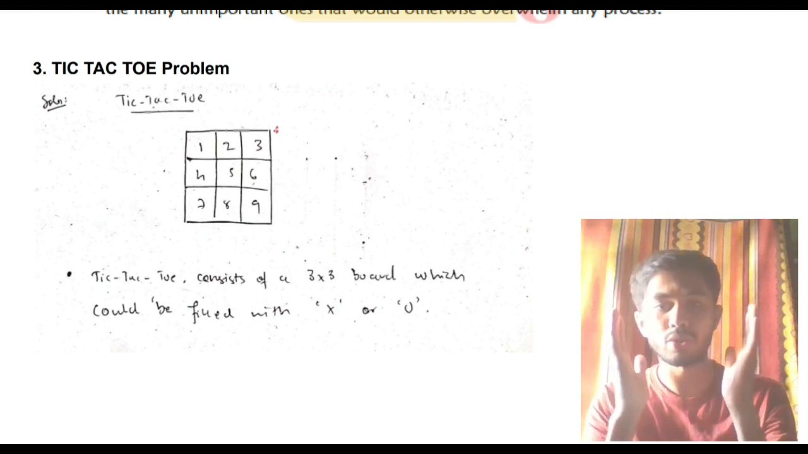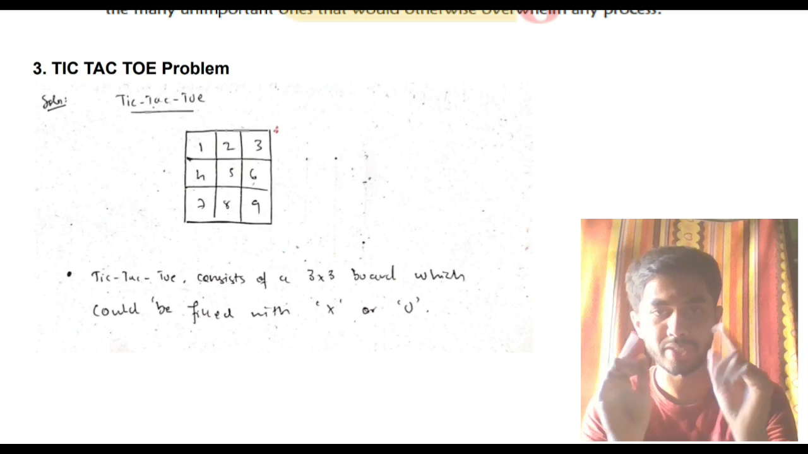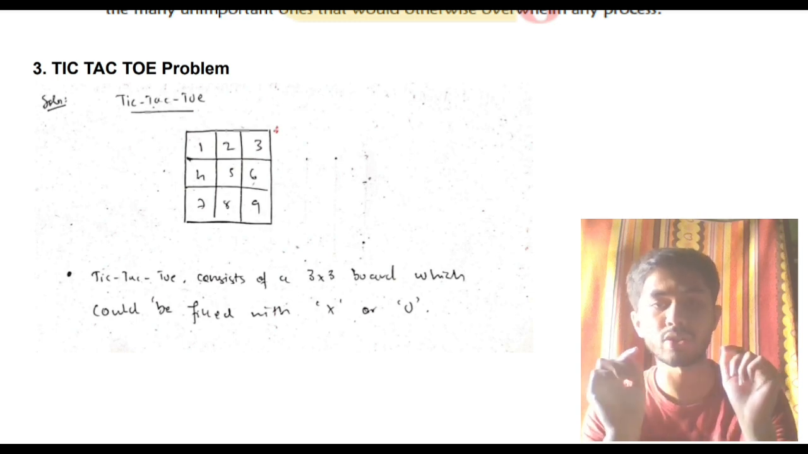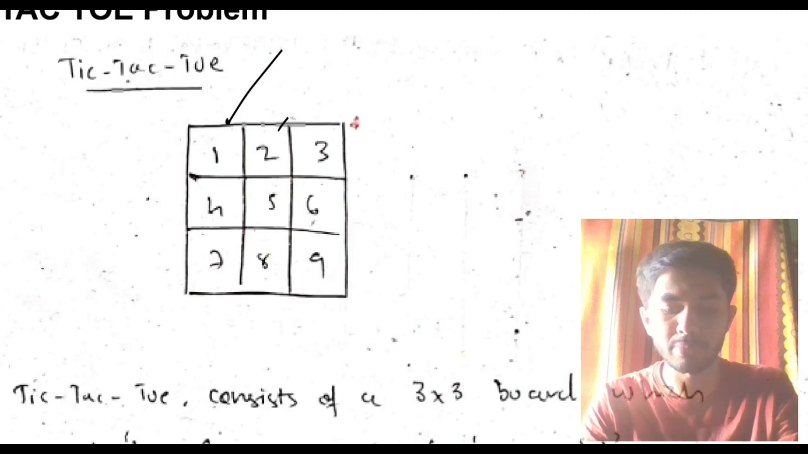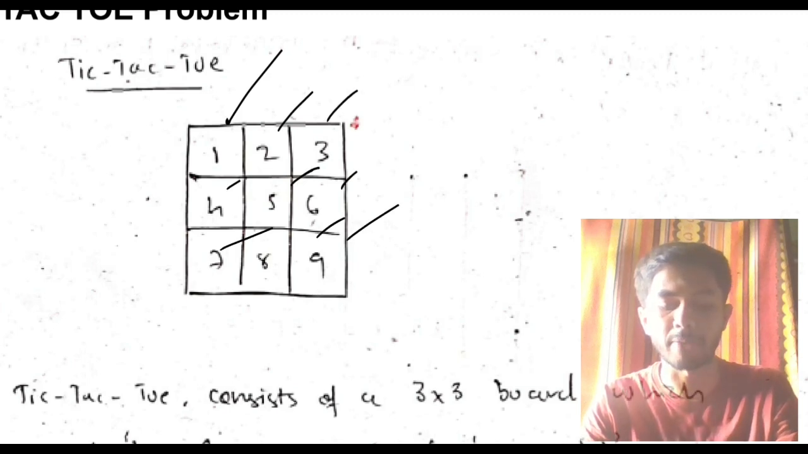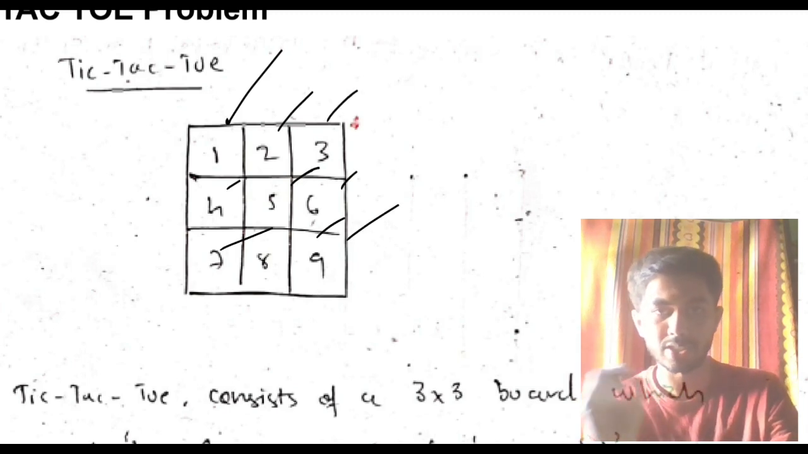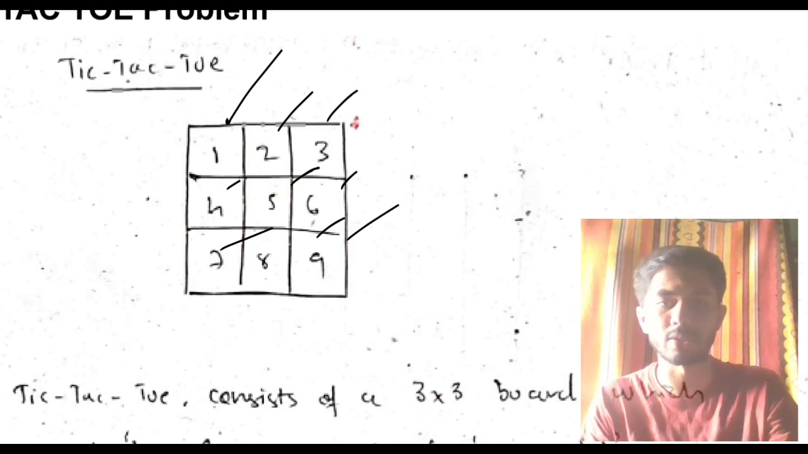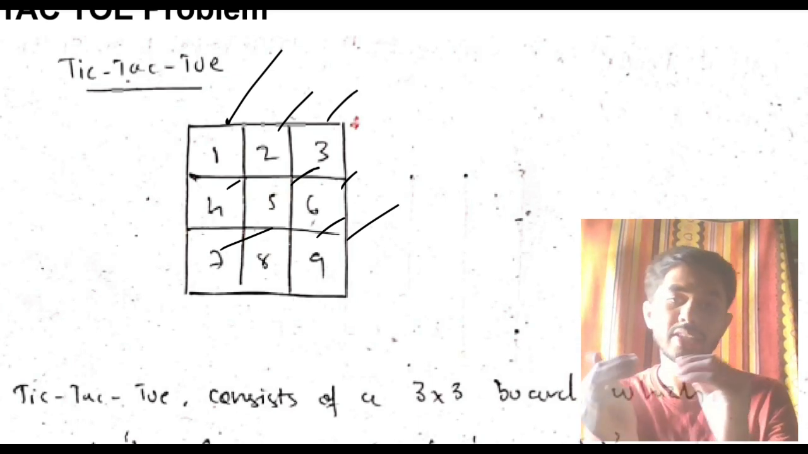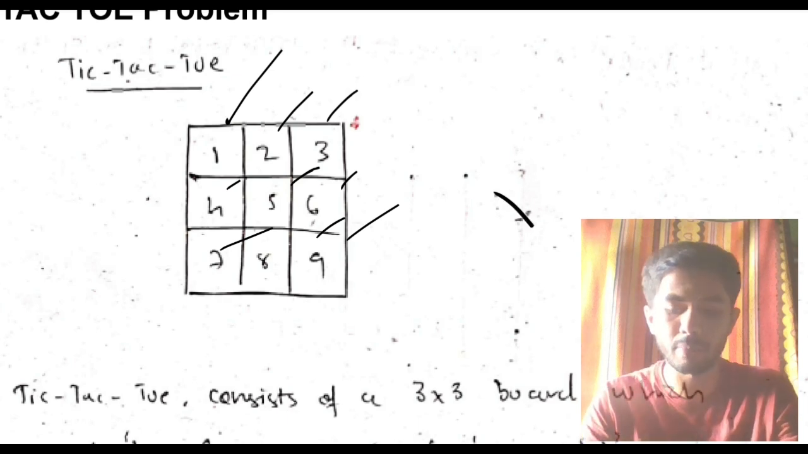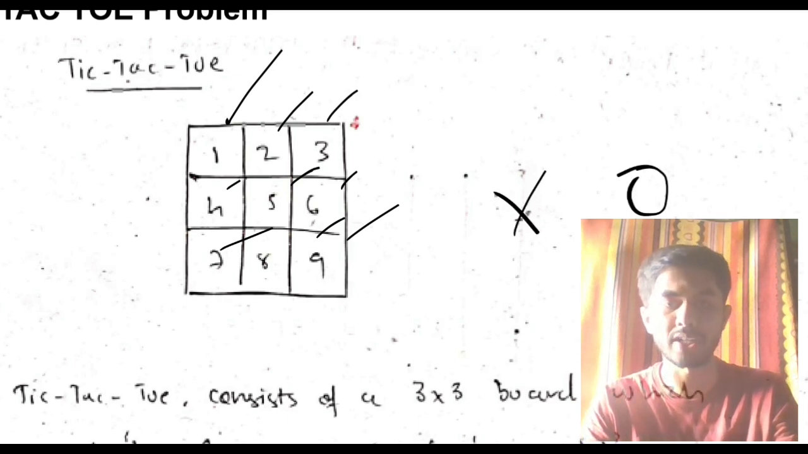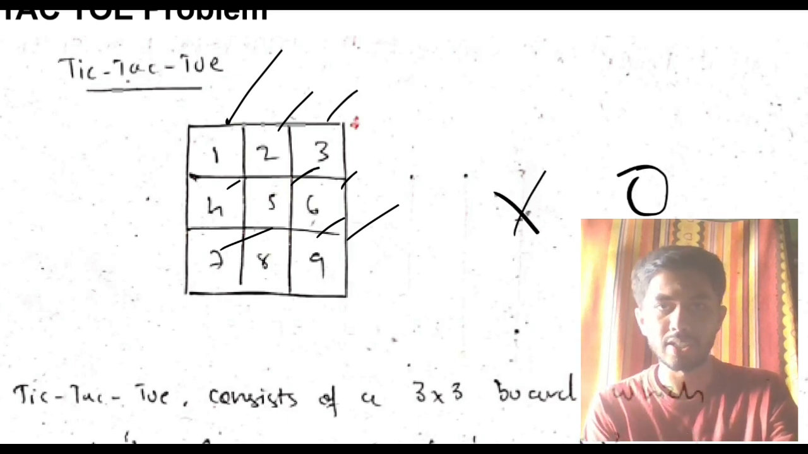So you need to write what tic tac toe is. Tic tac toe is a board consisting of a 3x3 matrix. See here we have a 3x3 matrix, and the cells are represented by 1 2 3 4 5 6 7 8 9. There are 9 spaces present here, and in each of these spaces you will be doing something. This much you have to write first. Then you have to write what you will be doing in each of these spaces. In each space you will be putting either an X or an O, right? That's what you will be doing in each space.